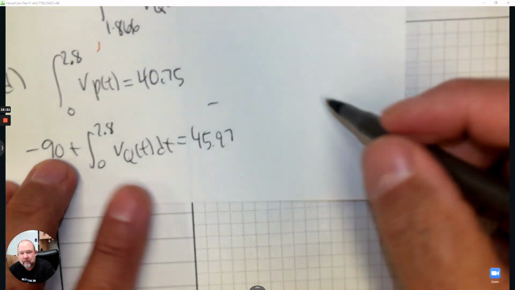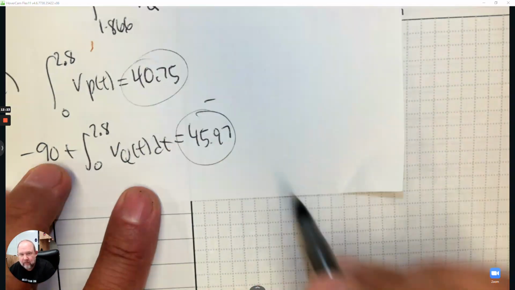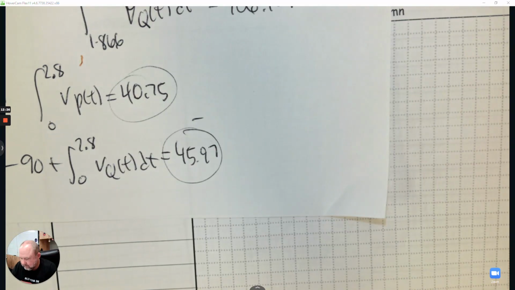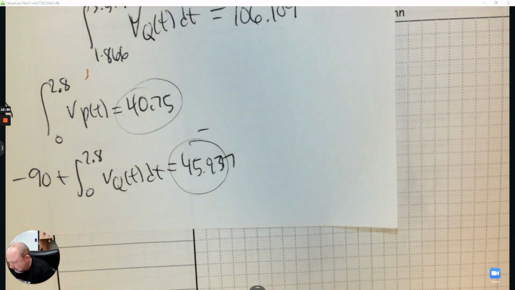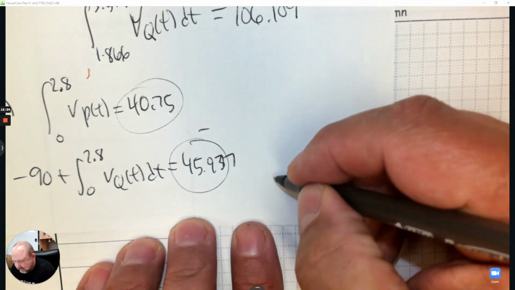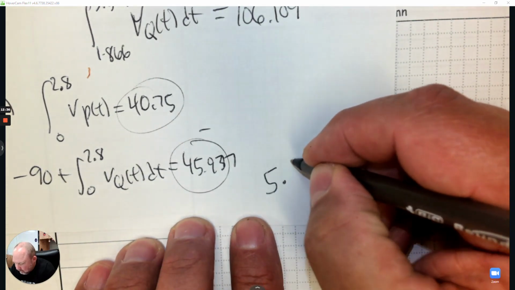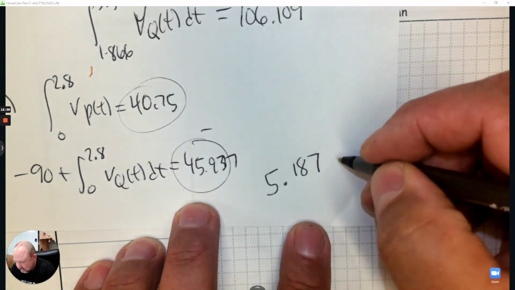And then subtract those two numbers. And what's the distance between them? 45.937. So I'm going to subtract 40.75 from it, and I get the answer 5.187.